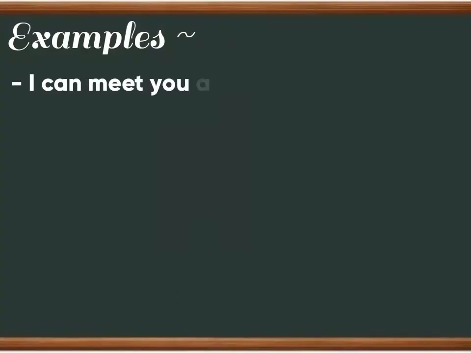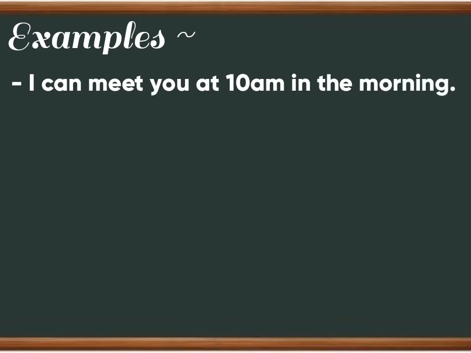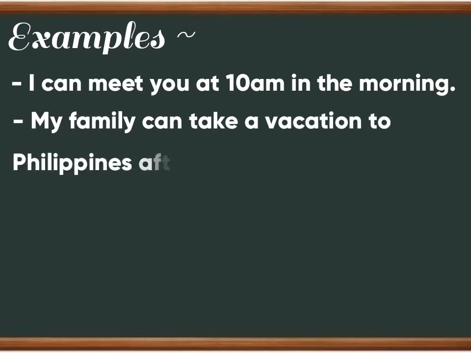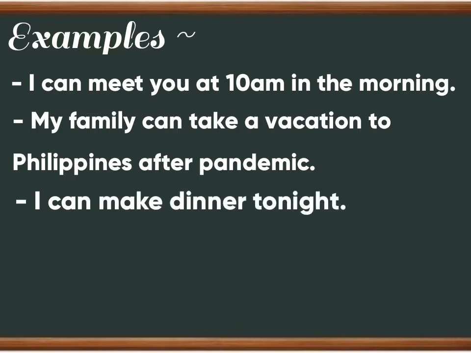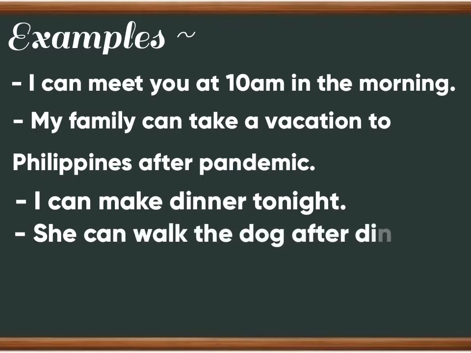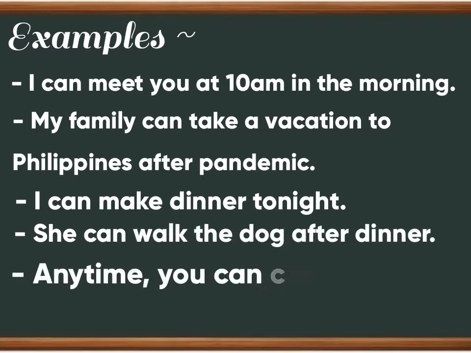Okay. For examples, I can meet you at 10 a.m. in the morning. My family can take a vacation to Philippines after pandemic. Probably, I can make dinner tonight. She can walk the dog after dinner. Anytime you can come over. Ito pong mga nabanggit ko na sentences ay nagpapakita po na possible po itong mangyari.